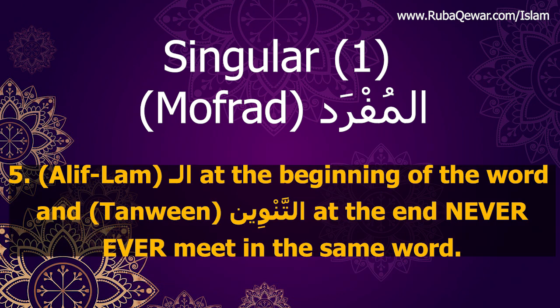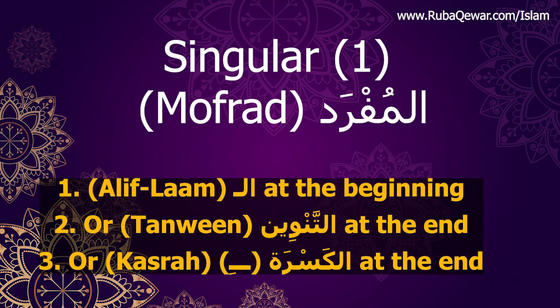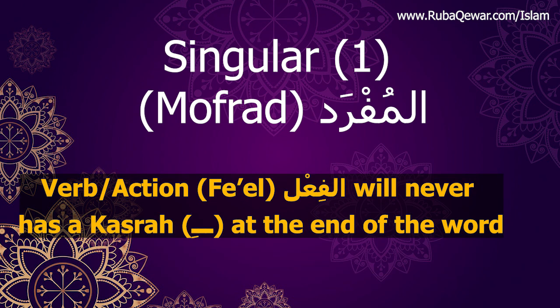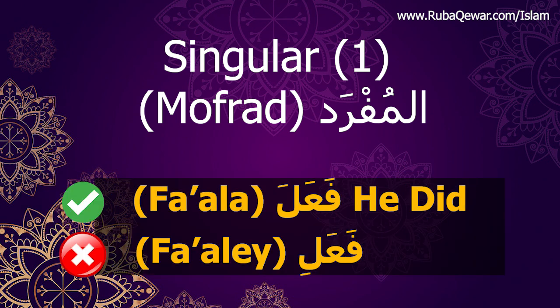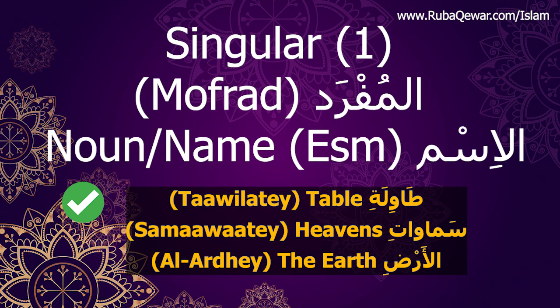The next part is alif lam, well, let me write it in English, and tanween will never, and I'm going to write it big, will never meet in the same word. Never. That's a qaida. It's a principle. So here's one alif lam, 2 tanween, and then 3 is kasra at the end. فعل will never have كسرة at the end. Will never. Like for example, I say فعل means he did. I can't say فعلي. So I can say طاولتي, I can say سماواتي, الأرض.